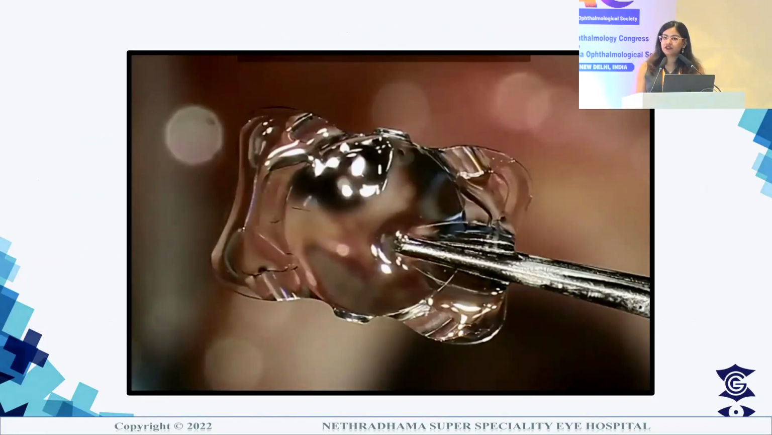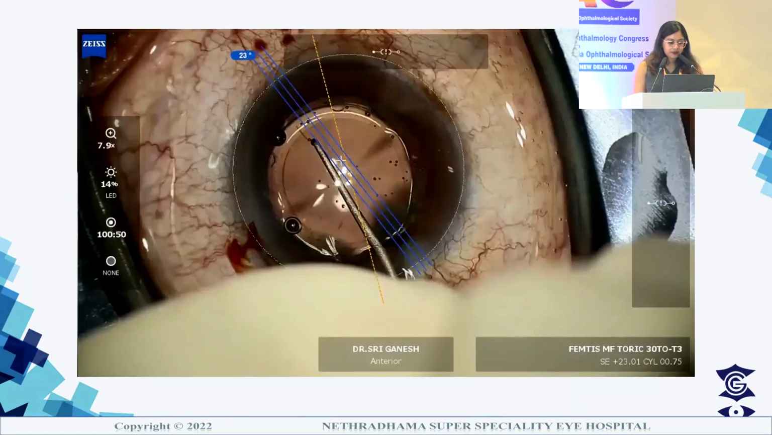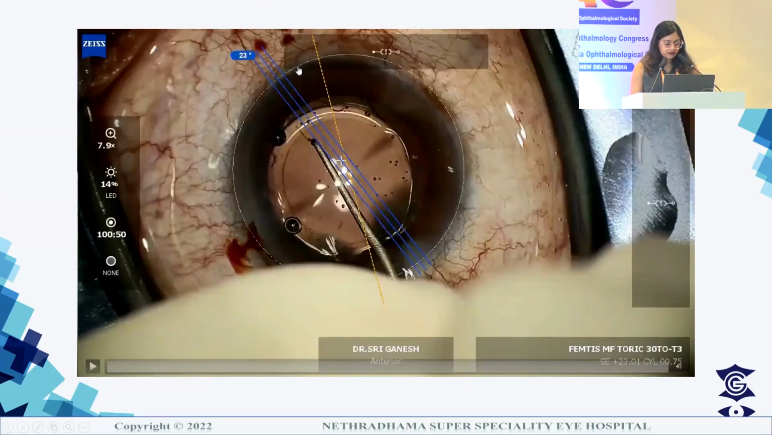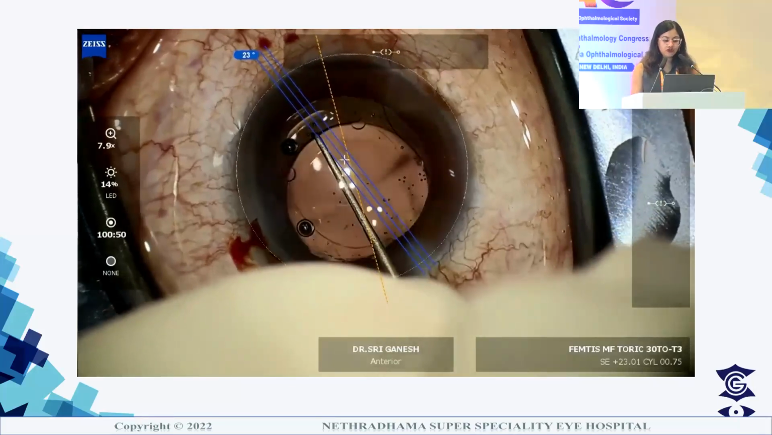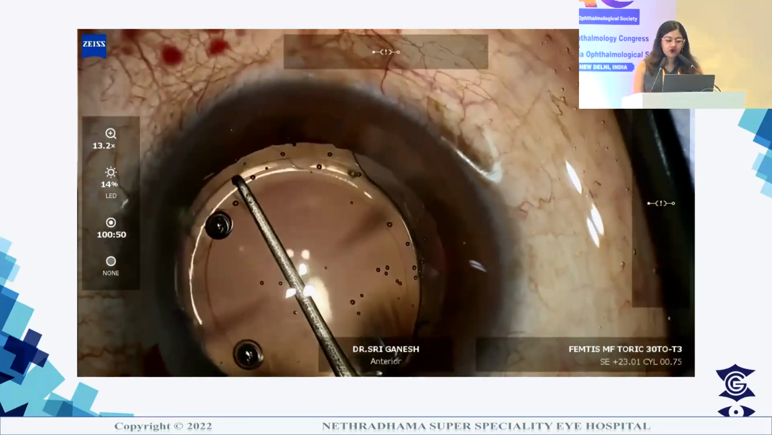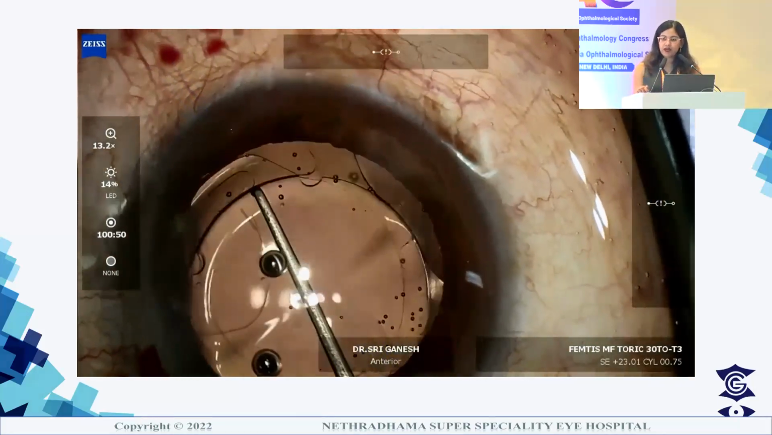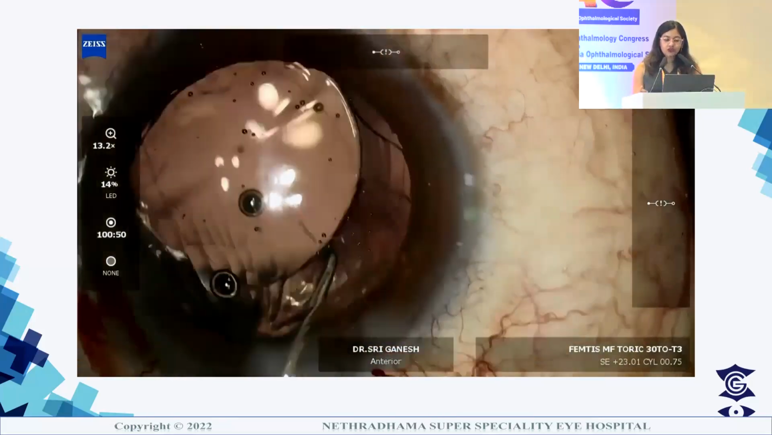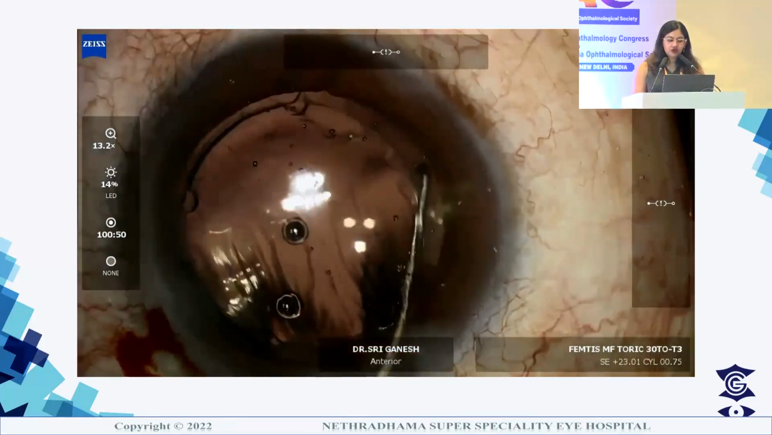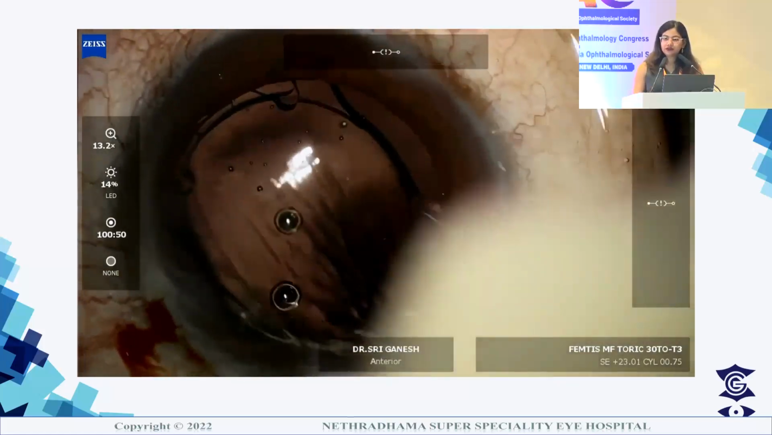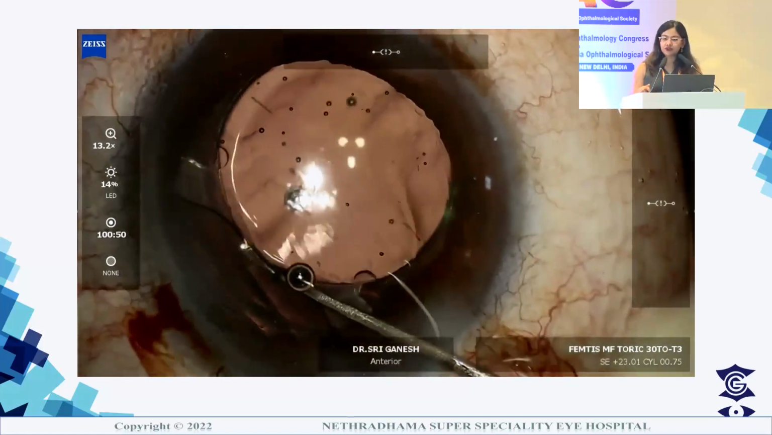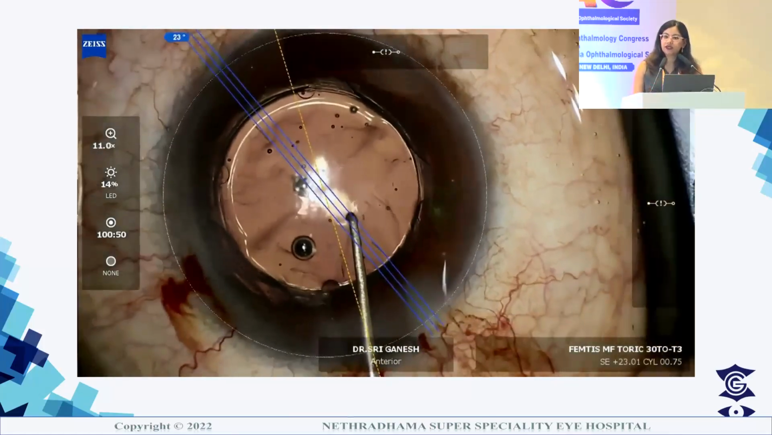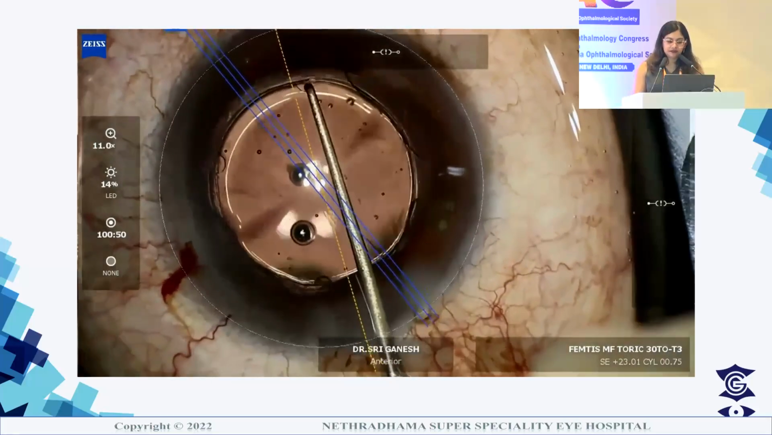This is a picture of the Femtis M+ IOL. And this is a video which shows the implantation of the Femtis M+ IOL with its clip haptic design onto the anterior capsulotomy margin. So it has 4 clip haptics, 2 on the longitudinal side and 2 on the latitudinal side, with the help of which it is attached to the anterior capsulotomy margin, which is made with the help of a femtosecond laser.